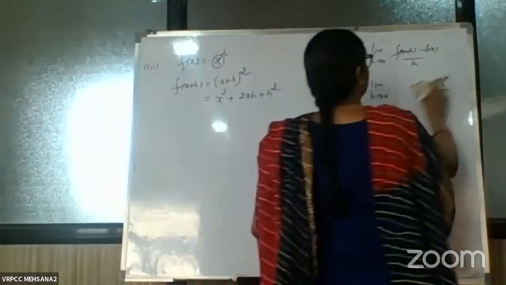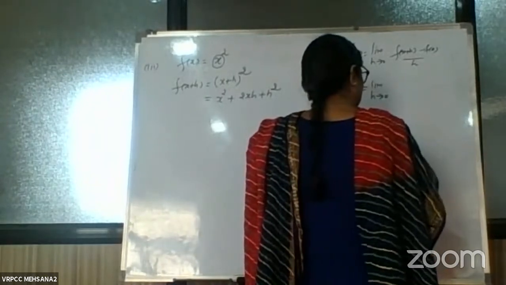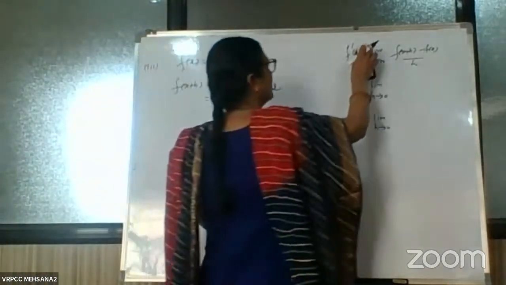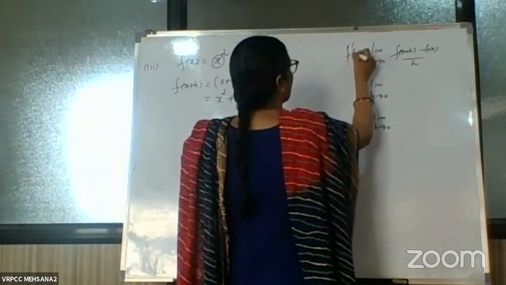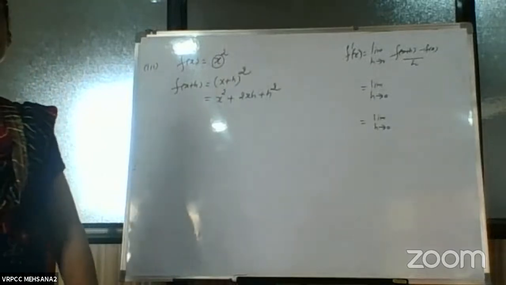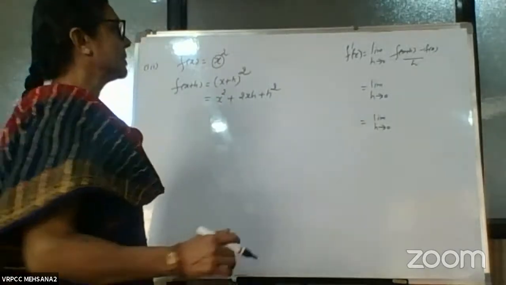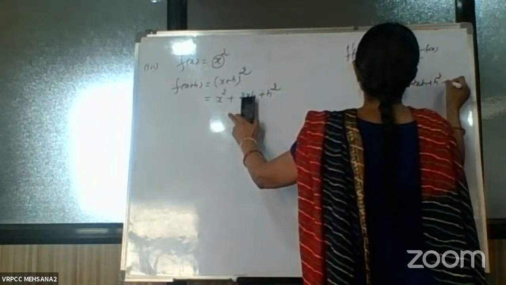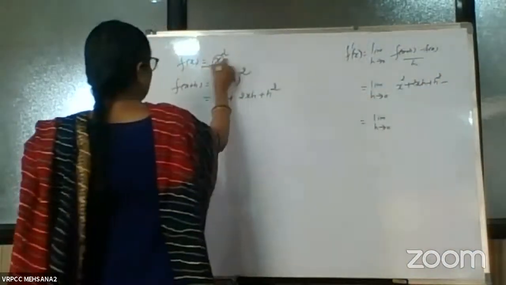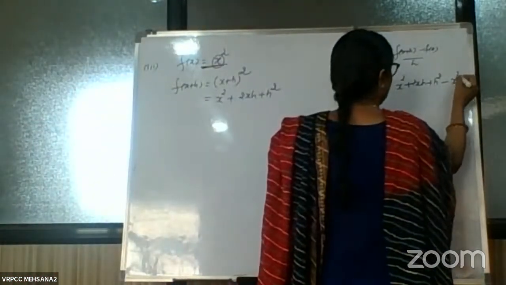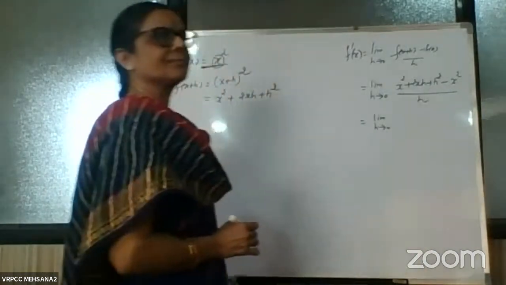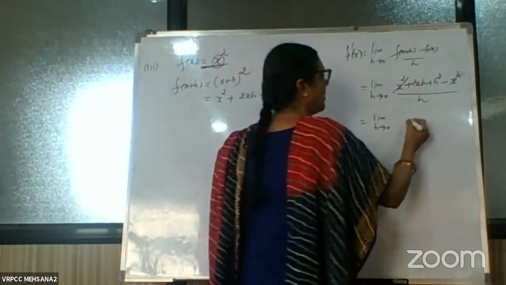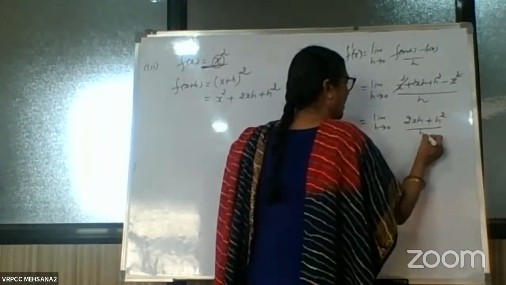Then put the formula of differentiation. f dash x is equal to limit h tends to 0, f of x plus h minus f(x) upon h. f of x plus h is x square plus 2xh plus h square, minus f(x), x square, upon h. x square cancels. Remaining terms: 2xh plus h square upon h.